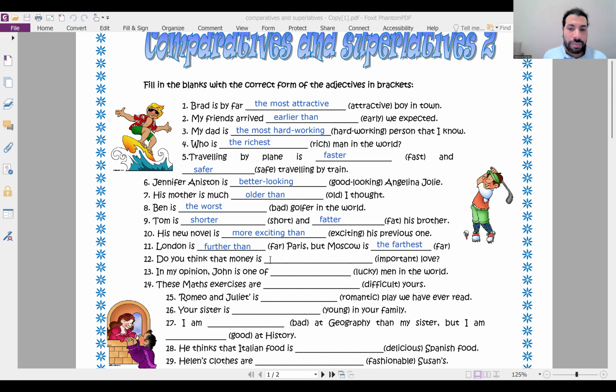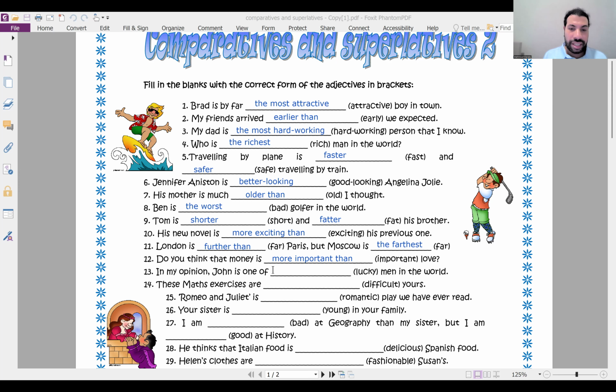Do you think that money important to love? Hmm, can we say importanter? No, of course no. So this is the wrong adjective. And we're comparing between two things, two elements, money and love. So we can't use the ER. We're going to use more and then. So it will be more important than.